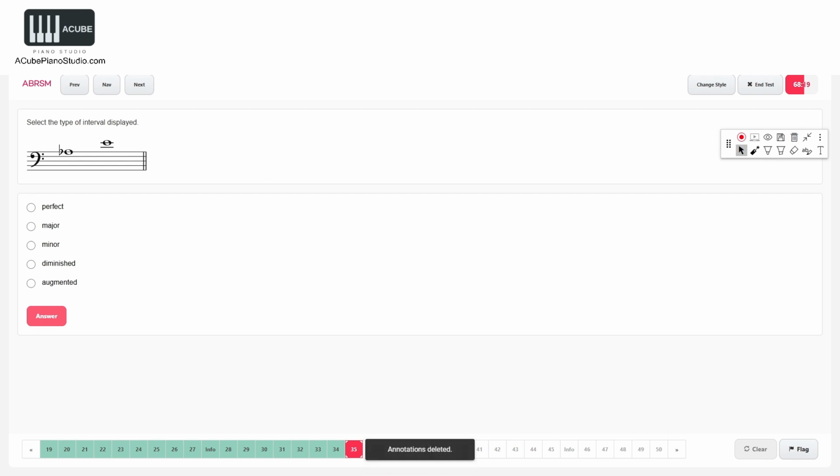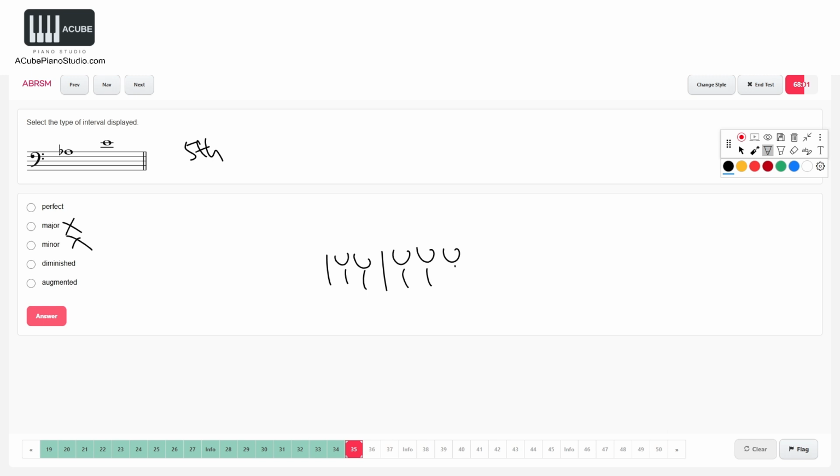Okay, moving on to the next one. So let's take a look at this. This is A flat and E. So A, B, C, D, E. So it's a fifth, right? So when it's 4th, 5th, and 8th, straight away you will eliminate major and minor. So it's either perfect, diminished, or augmented. So let's take a look at this. For this one, I prefer to use the key signature chart because it's going to be way faster, because there are so many semitones.